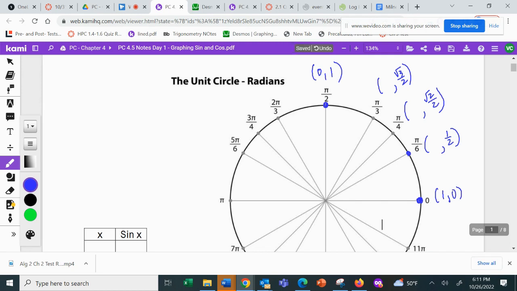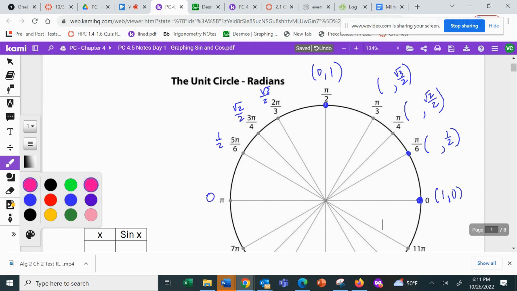Now I'm just going to keep writing the sine. I'm not going to write all the ordered pairs, I'm just going to write the sine around the unit circle. We've got 2 pi over 3, and that would be radical 3 over 2, radical 2 over 2, a half, and then it goes back down to 0.